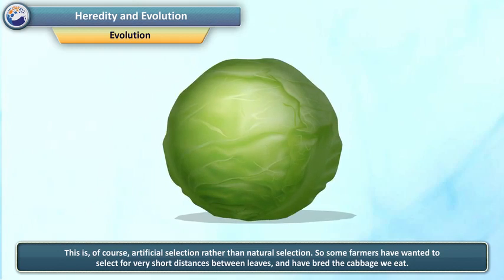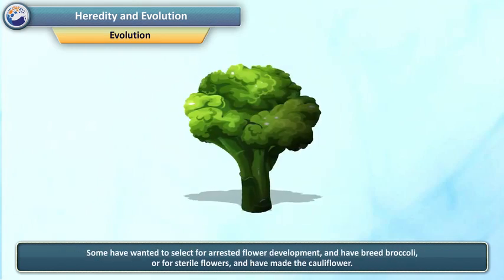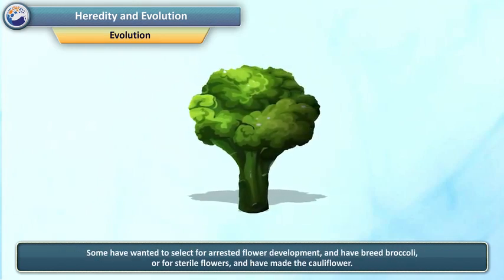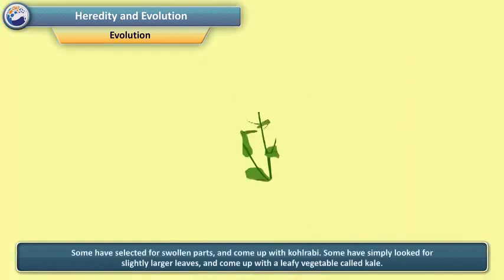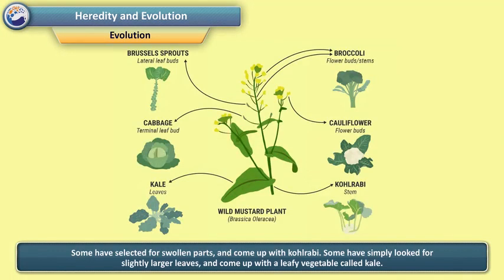So some farmers have wanted to select for very short distances between leaves, and have bred the cabbage we eat. Some have wanted to select for arrested flower development, and have bred broccoli, or for sterile flowers, and have made the cauliflower. Some have selected for swollen parts, and come up with kohlrabi. Some have simply looked for slightly larger leaves, and come up with a leafy vegetable called kale.